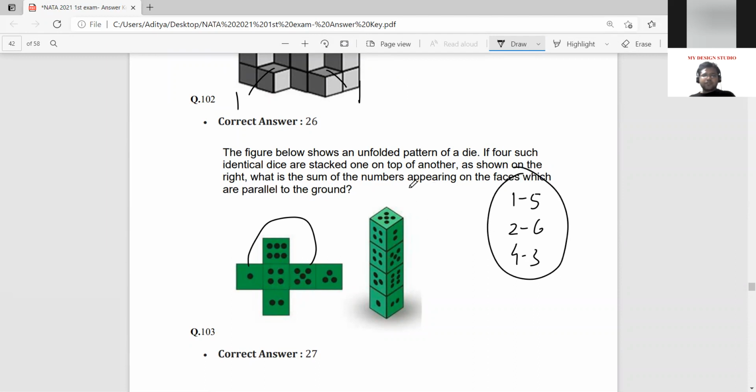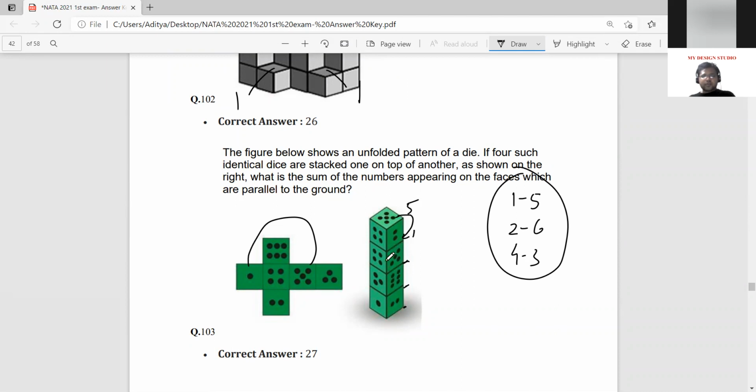Now what we have to do: what is the sum of numbers appearing on the faces which are parallel to the ground? That means both the surfaces, one will be top and one will be bottom. All these are parallel to the ground. For example, in this case we can see 5. If 5 is there, we'll have 1 over here. So this became 5 and 1.